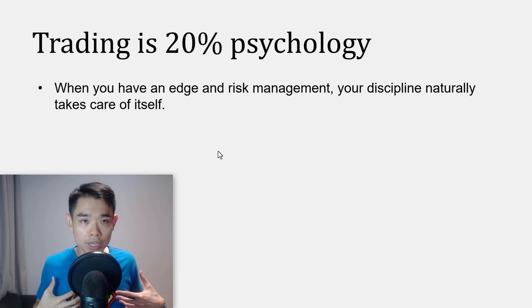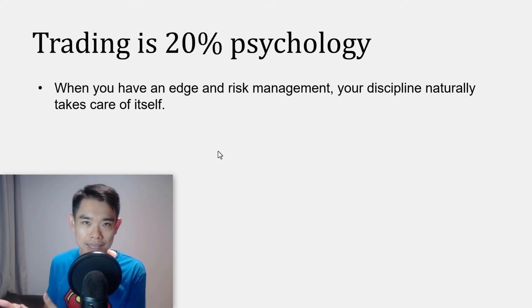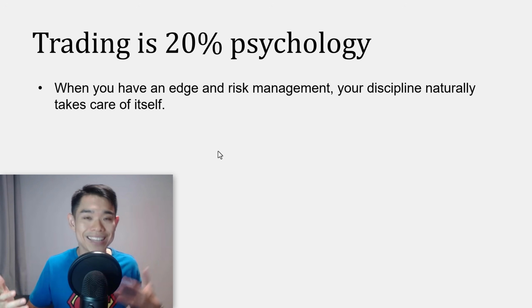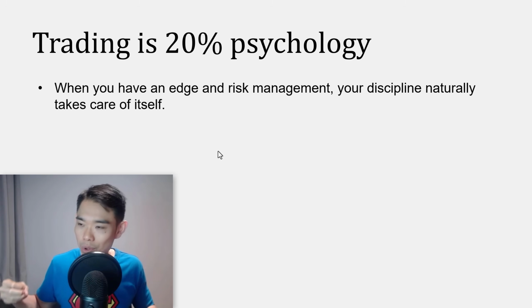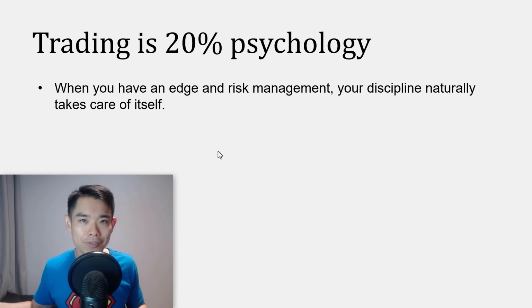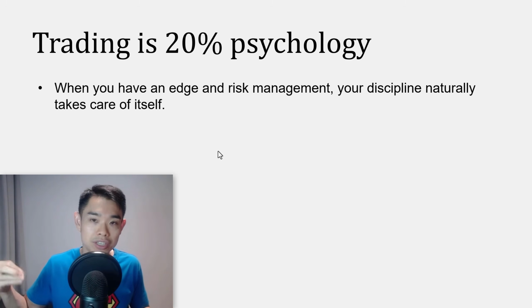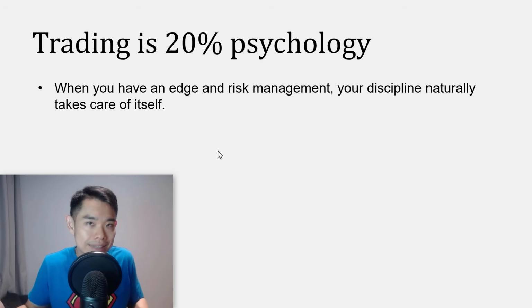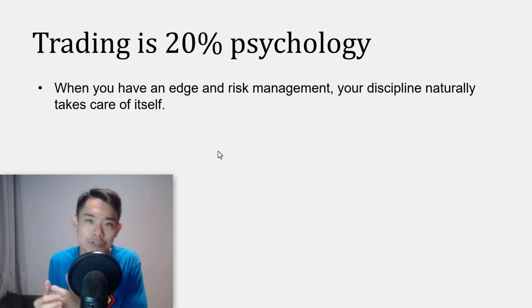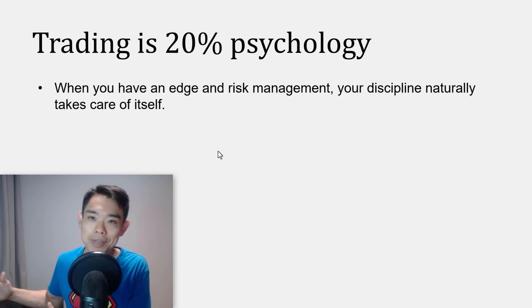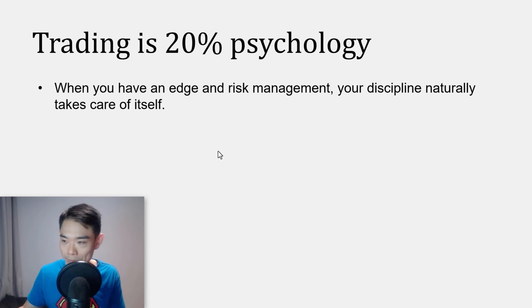So my point of view is that trading is 20% psychology, because when you have an edge and sound risk management, your discipline will naturally take care of itself, right? From the hundreds of students that I've trained, usually when they have an edge and sound risk management, I don't really hear them complaining to me, hey Rayner, I'm struggling with discipline. All the discipline issues naturally melt away.